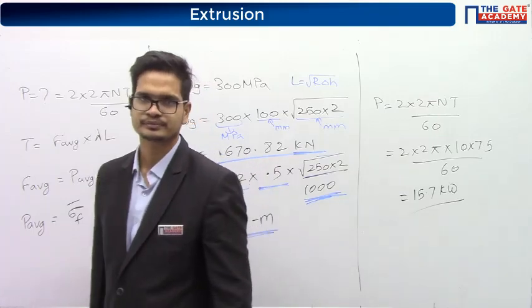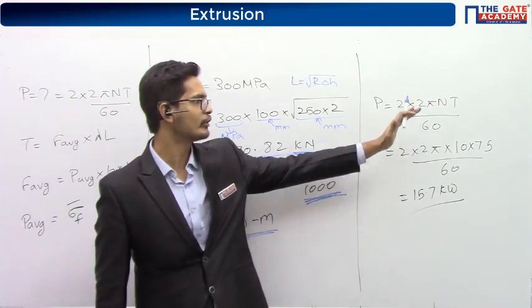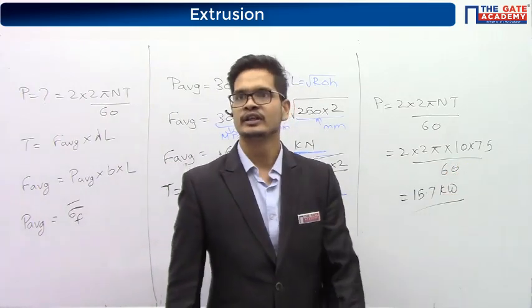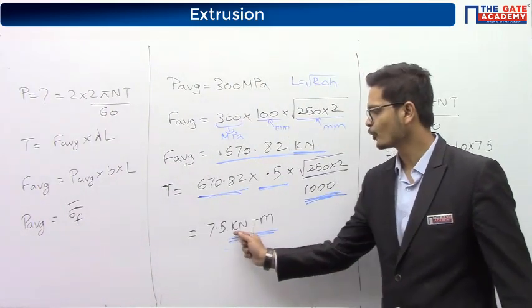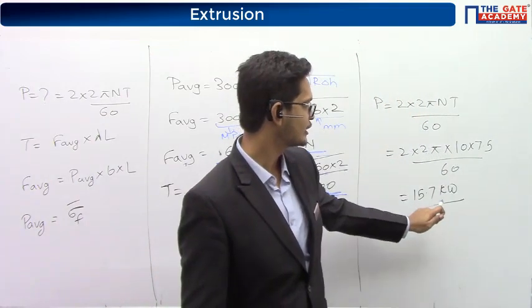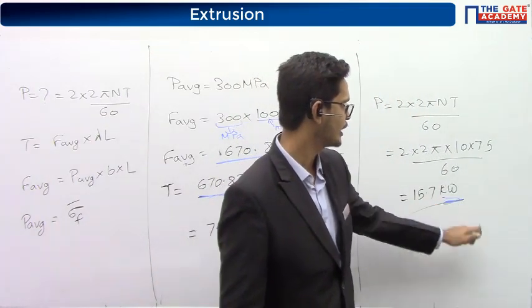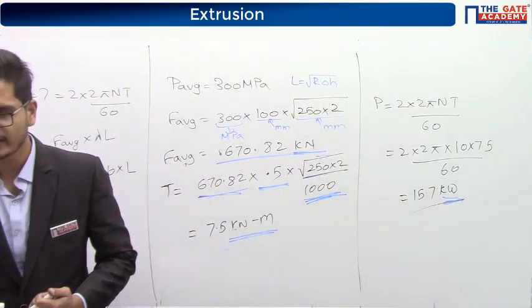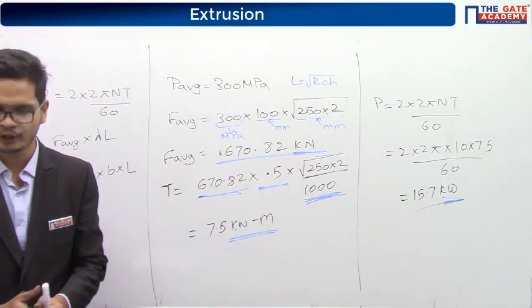After this, power is 2 pi nT by 60. I have put all the values. Since the torque was in kilonewton meter, the power directly I'll get in kilowatt. So based on this, the most correct answer is option A, 15.2.